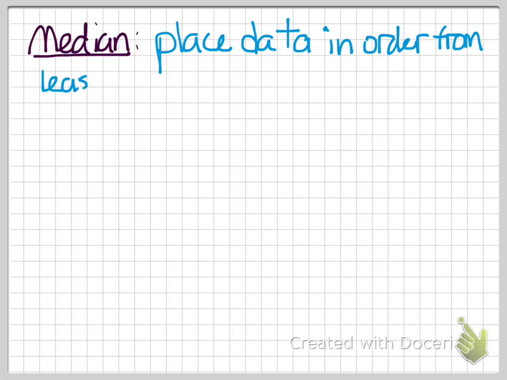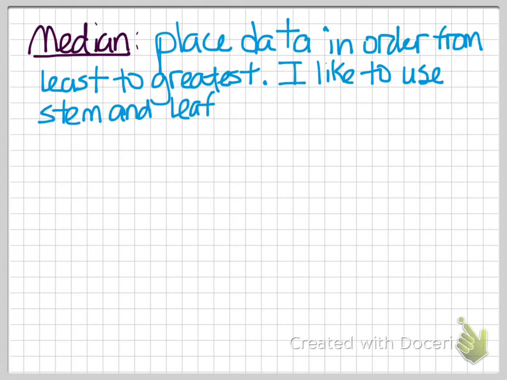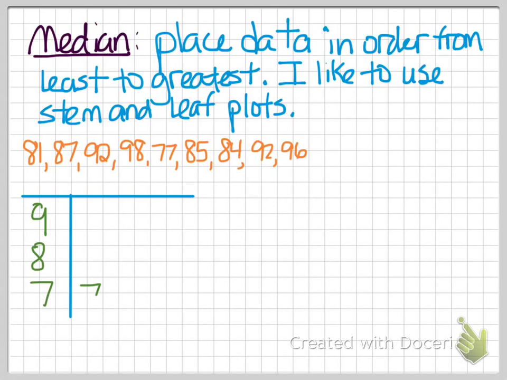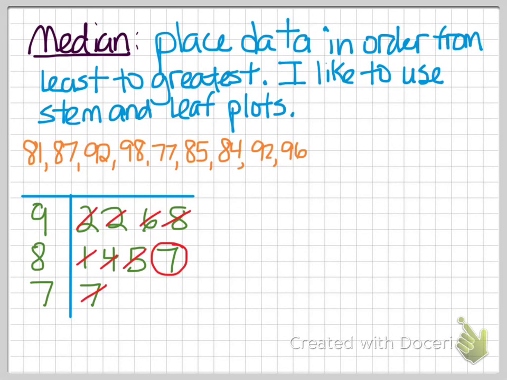The median is when you place the data in order from least to greatest. I like to use stem and leaf plots to do this. Here's the previous data set, and I crossed out my numbers until I reached the median of 87.